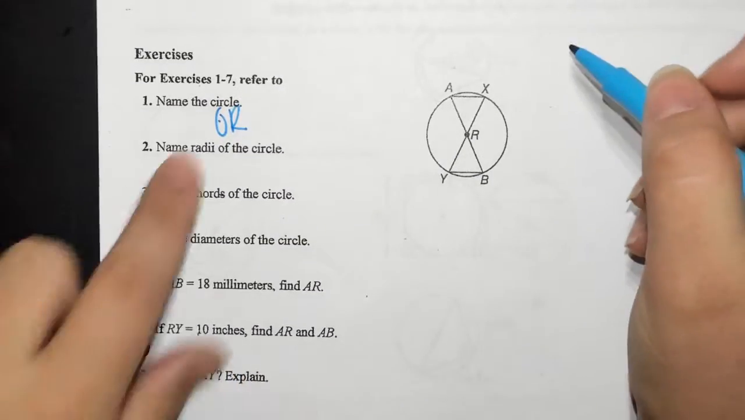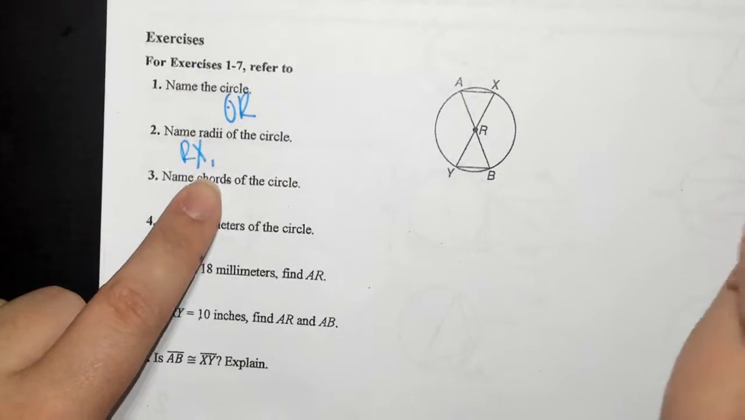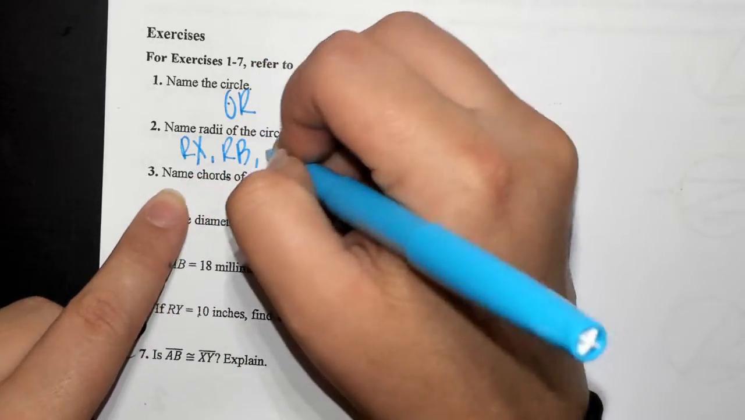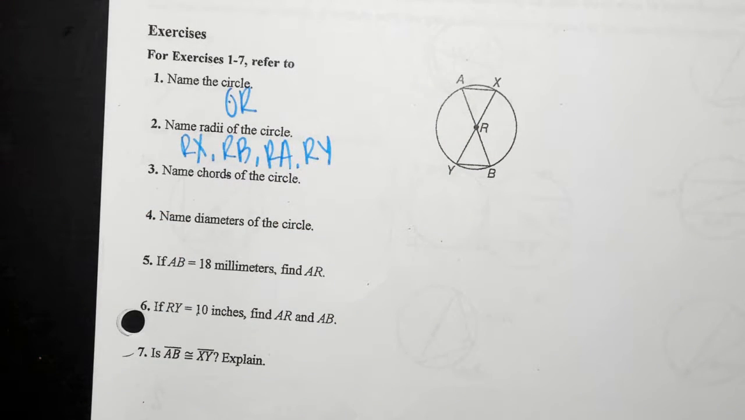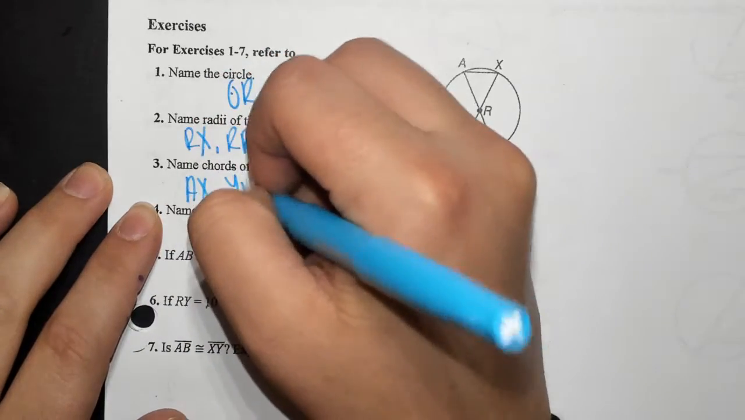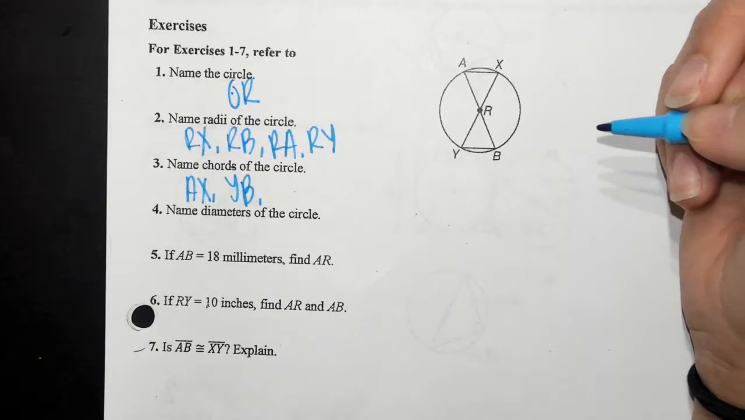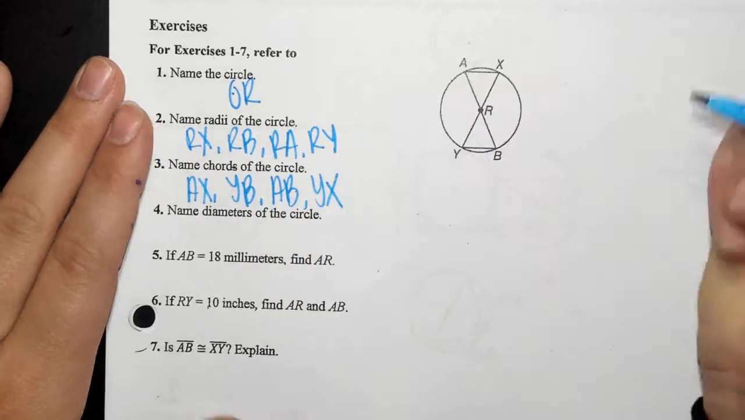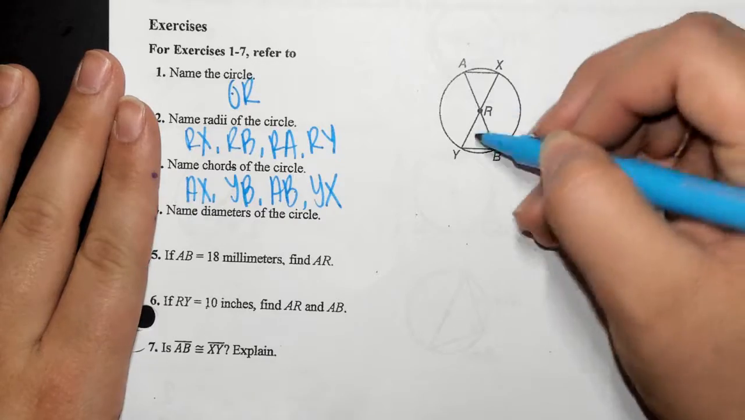Ginny, name the radii of the circle. RX is 1. Name another one. RB. RA and RY. Good. Alright, Francisco, name chords. AX, YB. There's 2 more. Yep, good. AB and YX. Remember, a diameter is still a chord. A chord is a diameter, okay? A diameter is a chord.